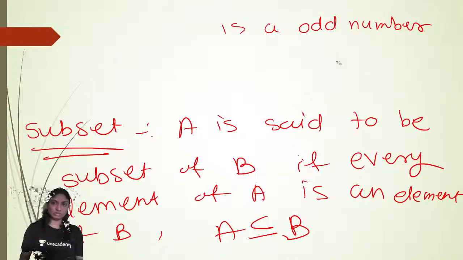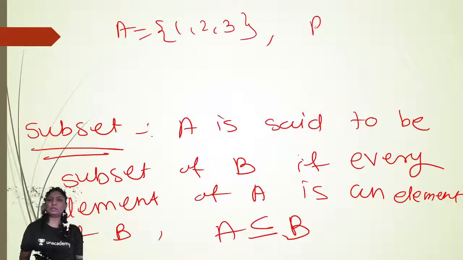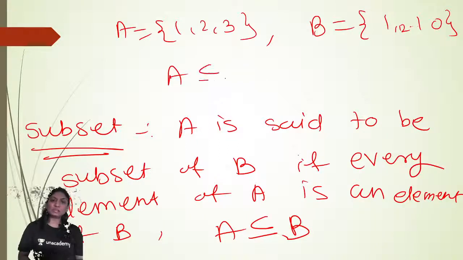Let us see an example. We can write here A is a subset of B. It means suppose A is equal to 1, 2, 3 and B is equal to 1, 2, 3 up to 10. So obviously A is a subset of B because every element of A is an element of B. Therefore A is a subset of B. Now next we will see the proper subset.